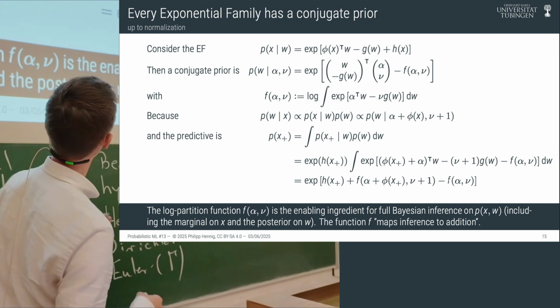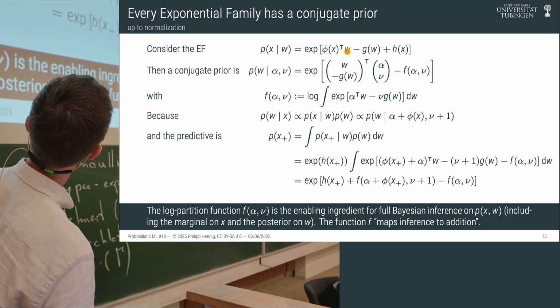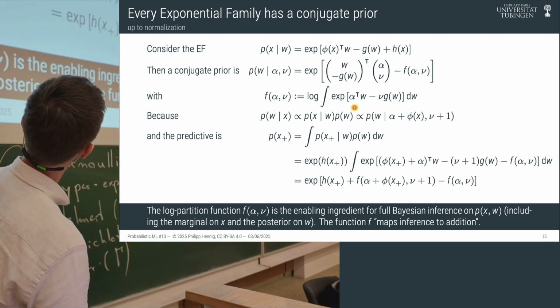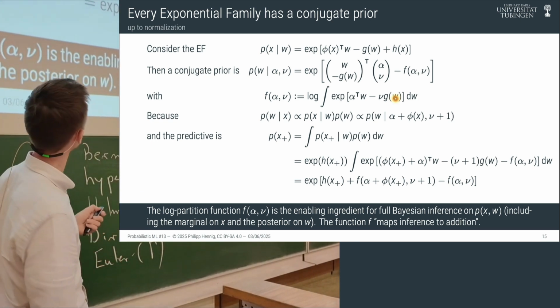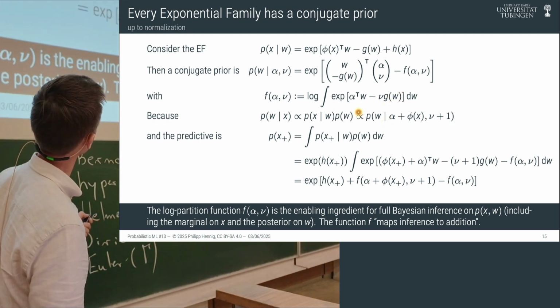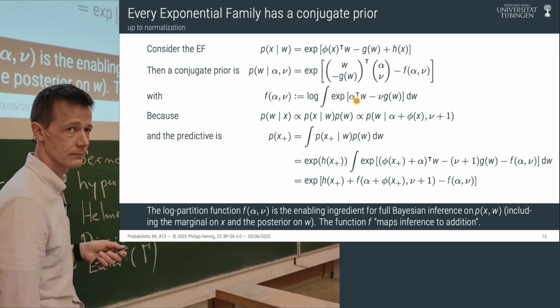One of them involves an integral over phi of x times w, and the other one involves an integral over g of w dw. And this here is actually the complicated bit. This is not so complicated normally.